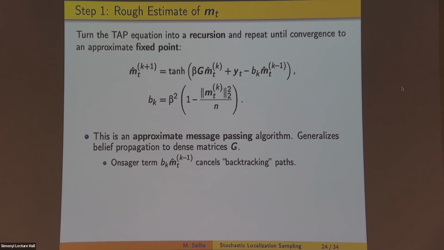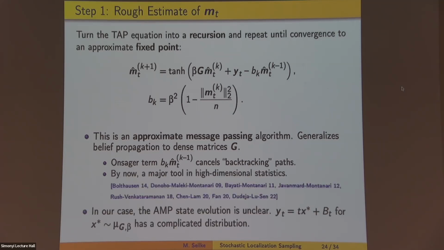So if you think of doing belief propagation where G is kind of the weighted adjacency matrix for your graph, then multiplying by G is almost like doing the belief propagation step, but belief propagation is supposed to be non-backtracking. So you can imagine there's some correction term you can add in to tie everything together. Right, so by now this is kind of a major tool for these kinds of problems and others.